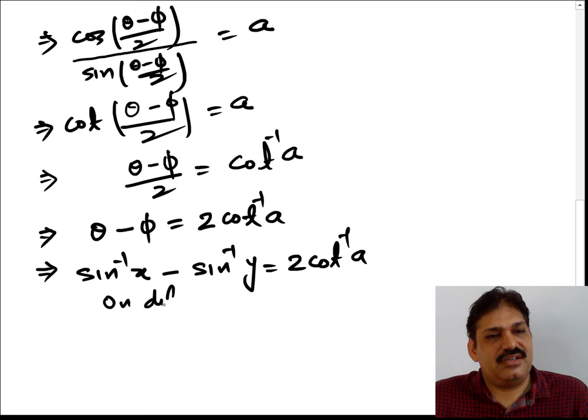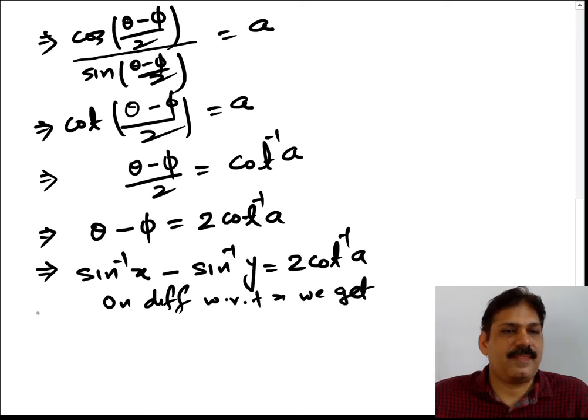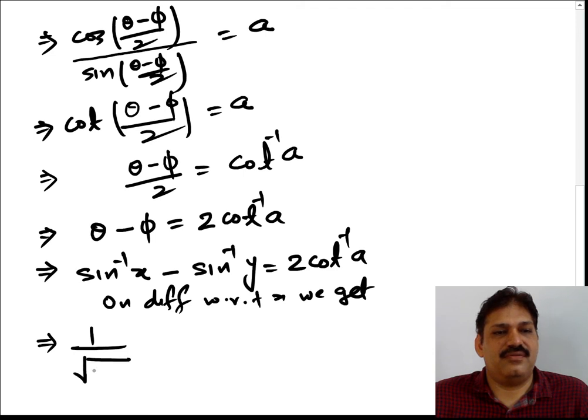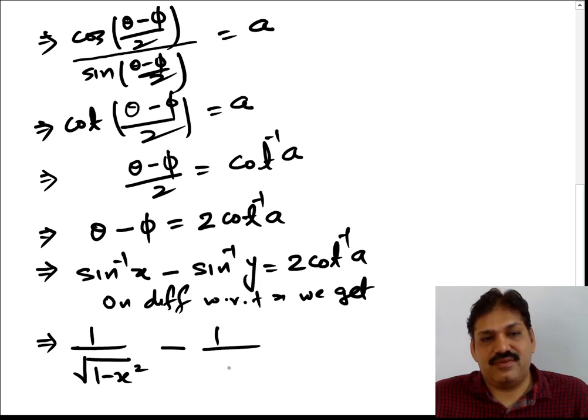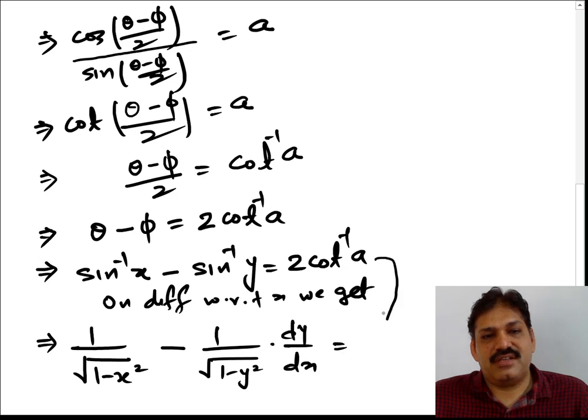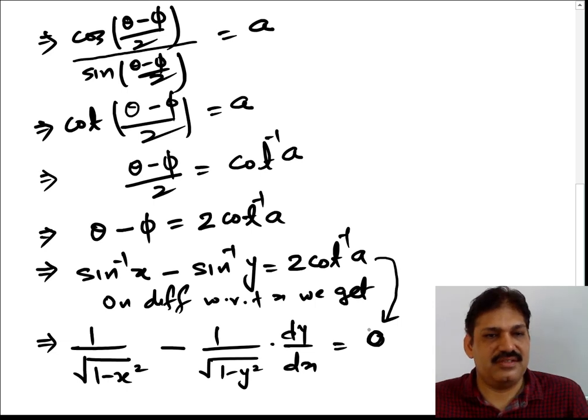On differentiating with respect to x, we get the derivative of sine inverse x is simply 1 upon under root of 1 minus x square, minus the derivative of sine inverse y with respect to x. So 1 upon under root 1 minus y square into dy by dx. The derivative of cot inverse a, being a constant, is simply 0.